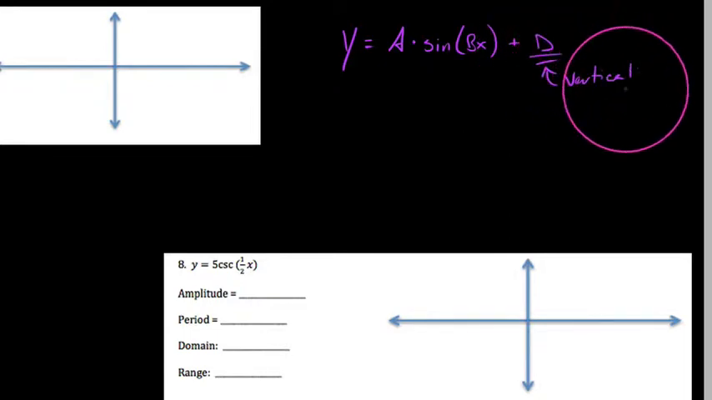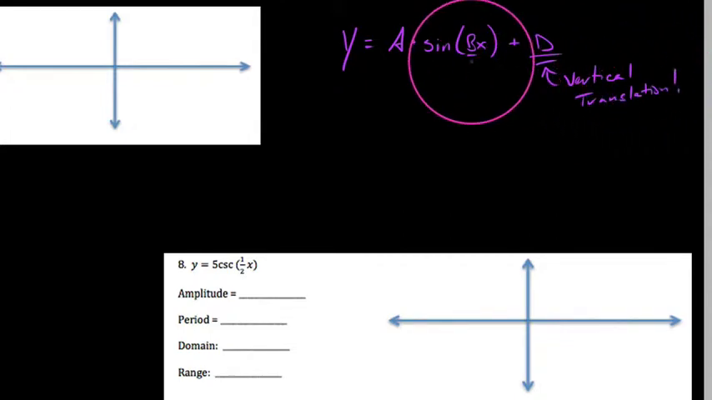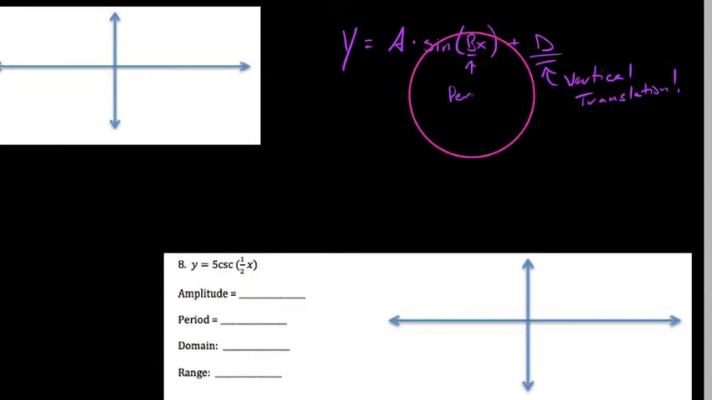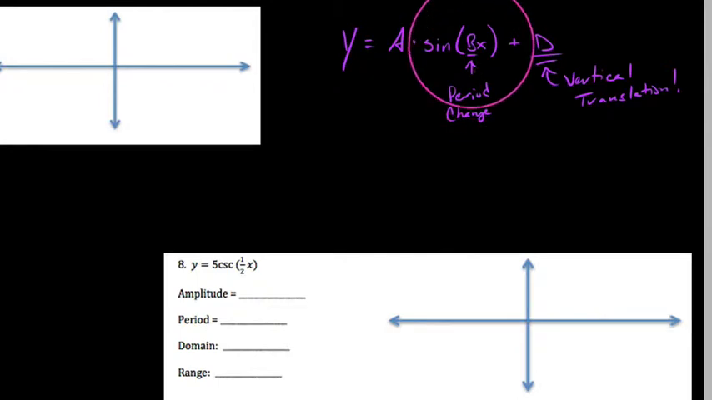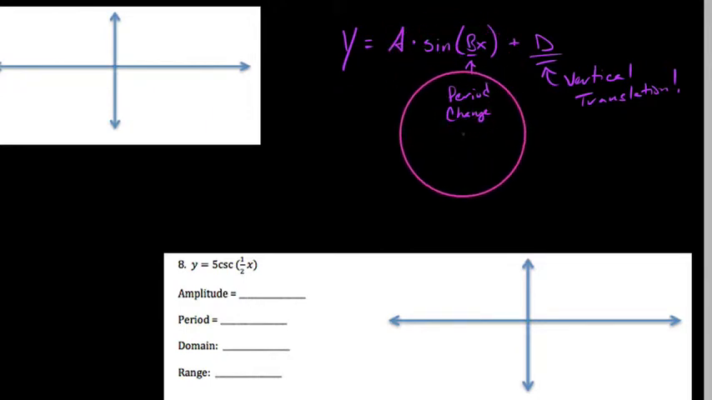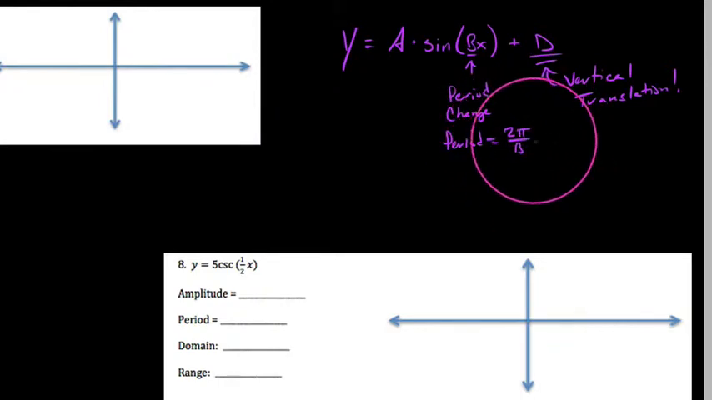Now I'm not going to deal with any vertical translation in this particular video, but I will in future videos. But for now, I do want to note that. We know that B controls period change. This period change also told us how many cycles the sine curve will go through in a normal amount of its period, which is 2 pi. The thing we want to make sure that we know for sure is that the period is equal to, in the case of sine and cosine, 2 pi over B.